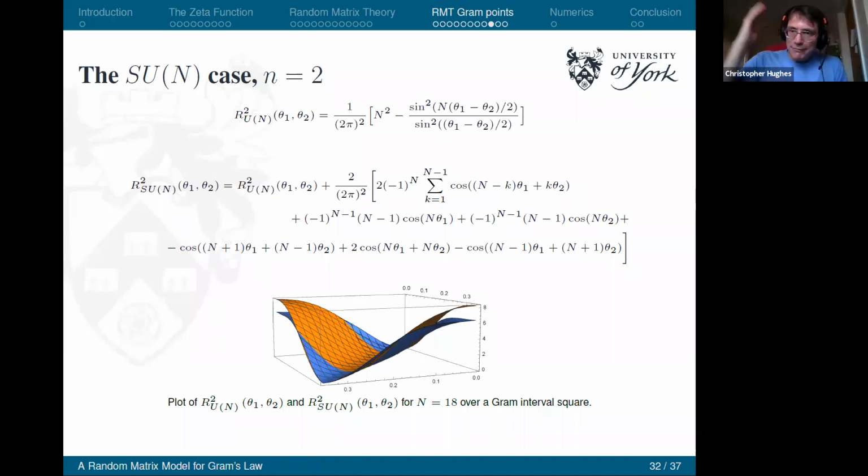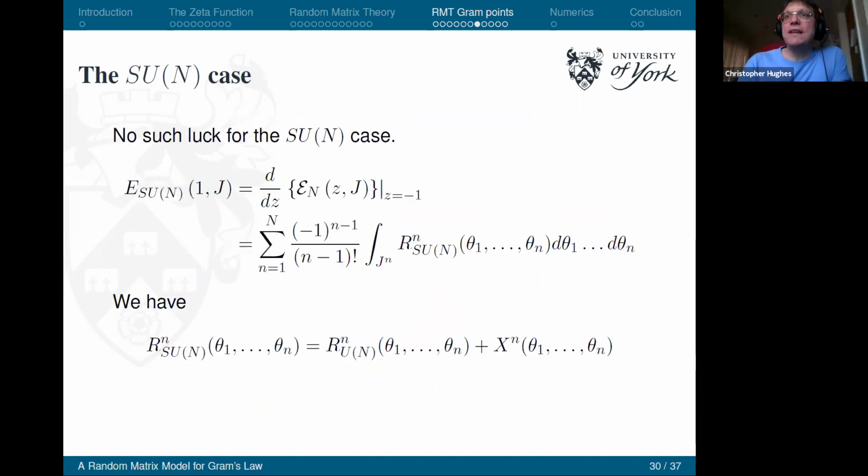But you can do these calculations. It's not helpful to see it, and the picture actually isn't terribly clear either. But you can sort of see it's roughly the same as the unitary case, but not quite. And so that's what we were able to show. So all of these n-level densities are the unitary n-level densities plus some small correction.